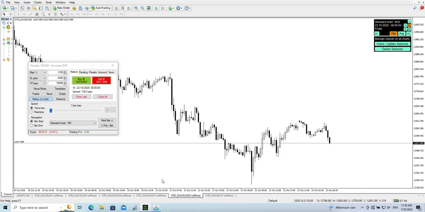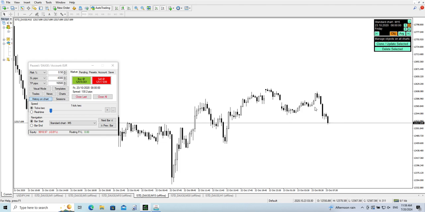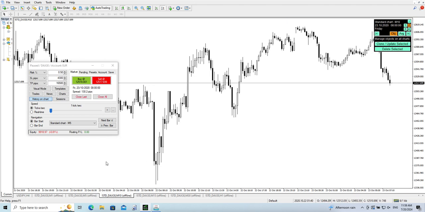Nothing for us there. 50-minute time frame, looking down and left. Potentially something in here for a drop base rally. Maybe something up here for a drop base drop. Go into the lower time frames.